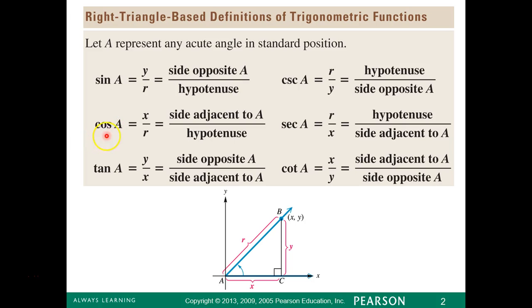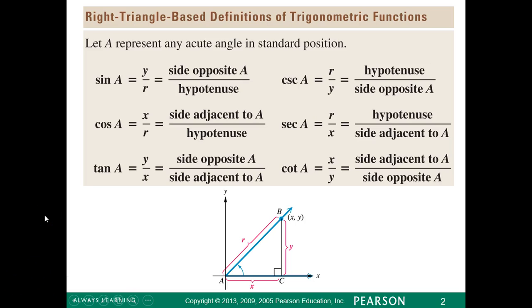And now we have cosine of A is x over r, and you'll see that x is our adjacent side on our triangle, and again, r is the hypotenuse. And tangent is y over x, which is our opposite side, y, over x, our adjacent side. And then we get secant, cosecant, and cotangent. Just as we've done before, we just flip our ratio or take the reciprocal of our sine, cosine, tangent functions. Okay, so let's go to an example.